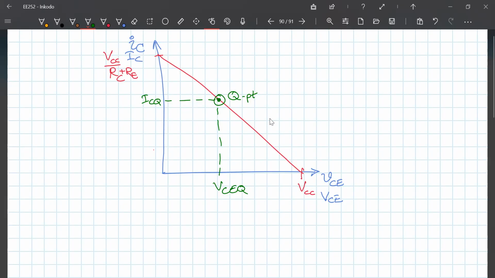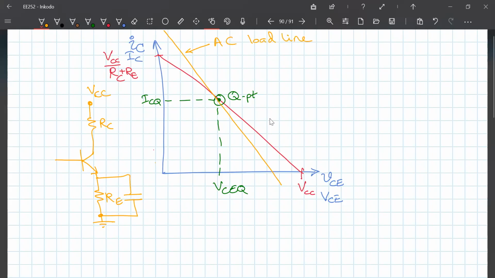On the other hand, when you draw the AC load line, for example, if this RE is in, in a circuit like this, I'm only drawing the collector-emitter circuit. If you have something like this, and if you have an emitter bypass like this, then in the AC load line the slope will just be 1 over RC. So my AC load line would be something like this. The slope is only RC.